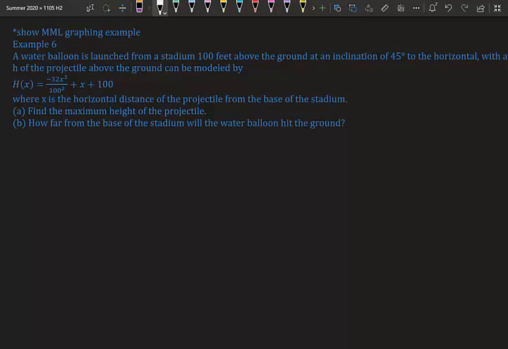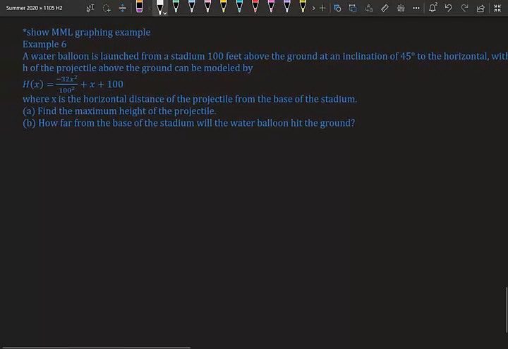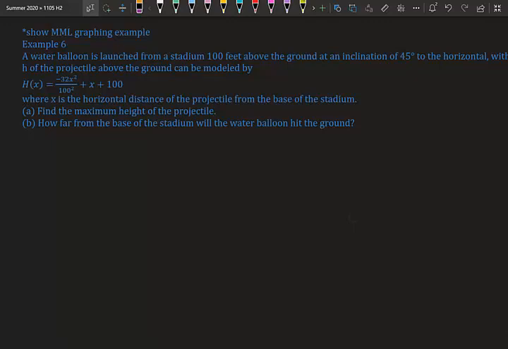So a water balloon is launched, and so on. It tells us h is the height of the projectile, and x is the horizontal distance. So find the maximum height. Maximum height means vertex. If we're talking about vertex, that's x and y, but in this case we're using x and h. So if it wants the maximum height, we're looking for h of the vertex.